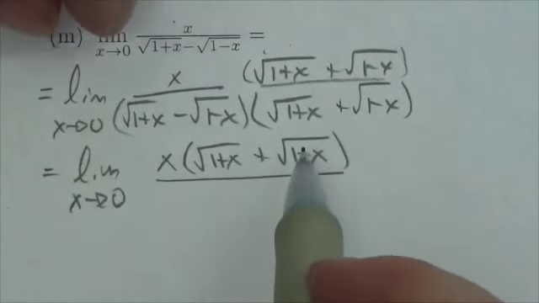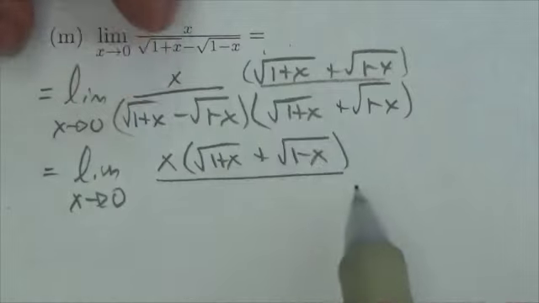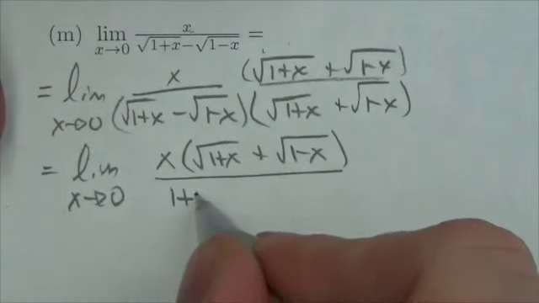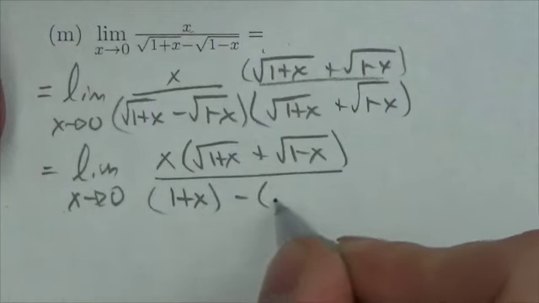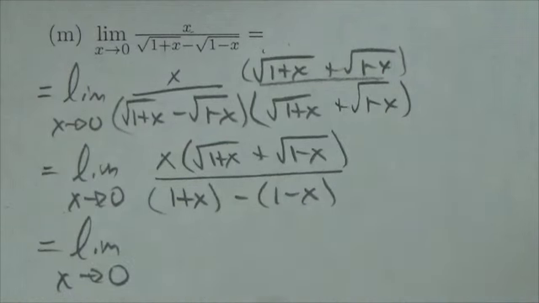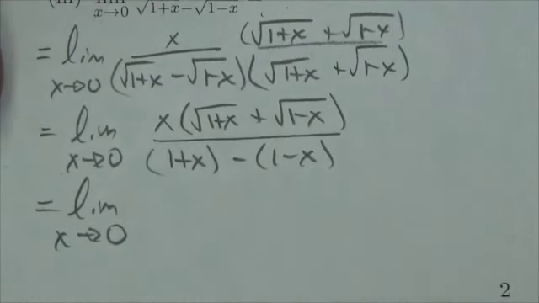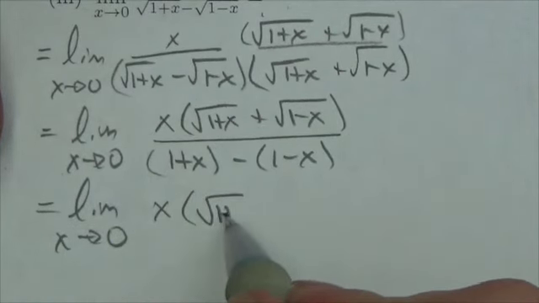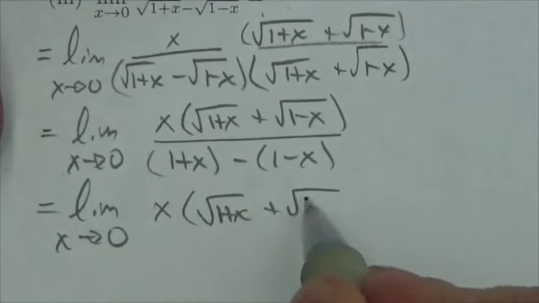Since these are a difference of squares, I'm going to get the square of the first term minus the square of the second term, which will be 1 plus x minus 1 minus x. Now I'm still not taking the limit. I'm not evaluating that yet, so I'm going to leave that as the limit as x approaches 0 of x over root 1 plus x plus root 1 minus x.